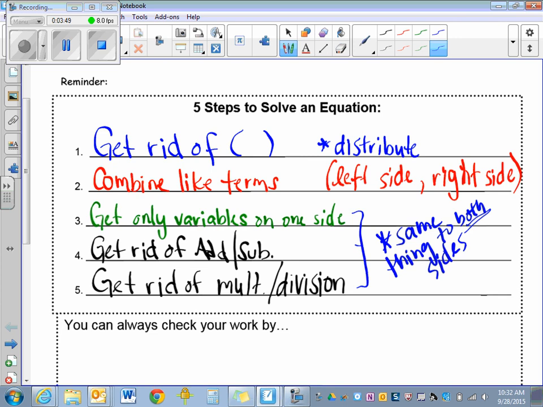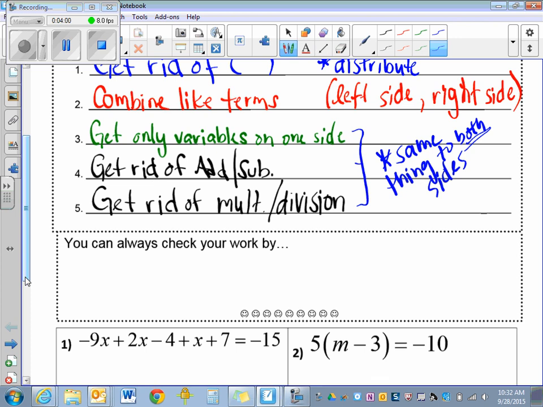All right, so again, it's the same steps as before, but now you might have to do some of that distributing. Remember, we can always check our work by substituting in the answer. Because if it's a solution, it will make a true statement. Right? If it's not a solution, meaning that we did something wrong, then it will not make a true statement. You might get something like 2 = 9, which is not a true statement.